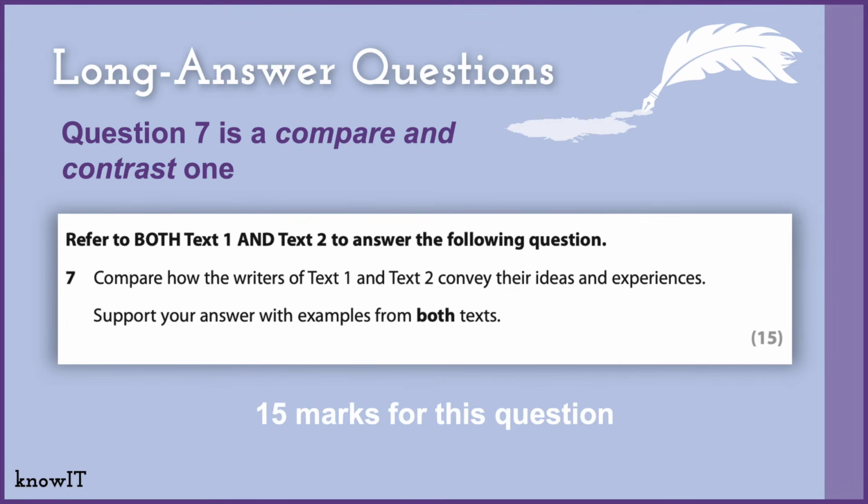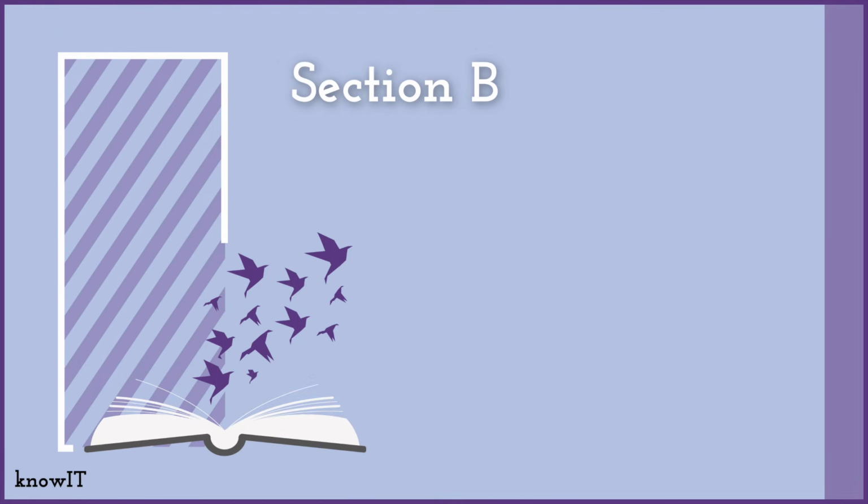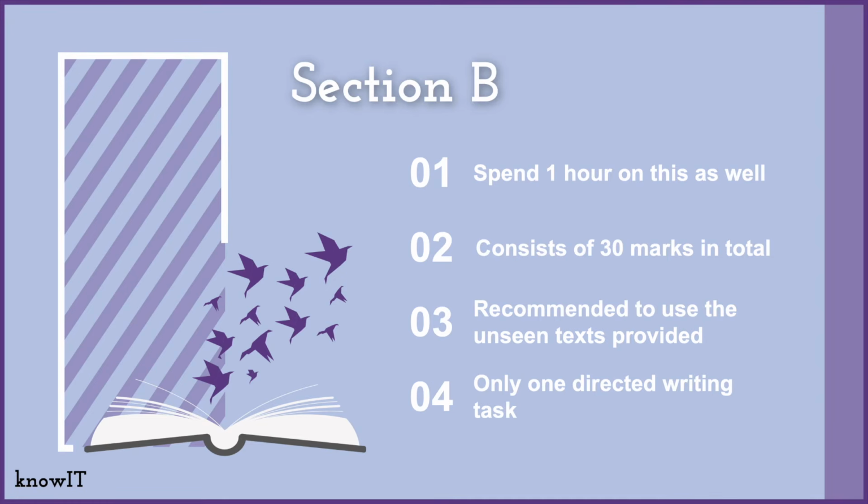So yeah, that was section A. Let's move to section B. Okay, so let me just state 4 points that are important to remember about section B. Spend 1 hour on this as well. It consists of 30 marks, which is lesser than section A, but still very important. And it's recommended to use the unseen texts that are provided. And the last point is that it only includes one directed writing task.